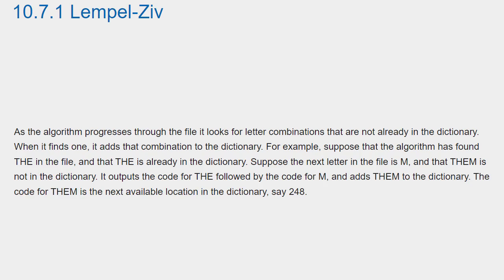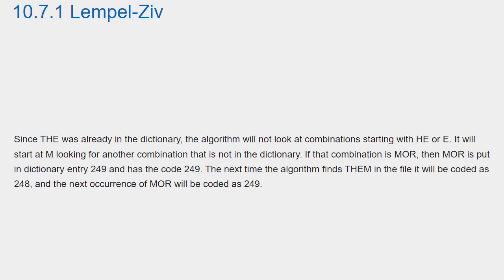For example, suppose that the algorithm has found THE in the file, and that THE is already in the dictionary. Suppose the next letter in the file is M, and that THEM is not in the dictionary. It outputs the code for THE followed by the code for M, and adds THEM to the dictionary. The code for THEM is the next available location in the dictionary, say 248.